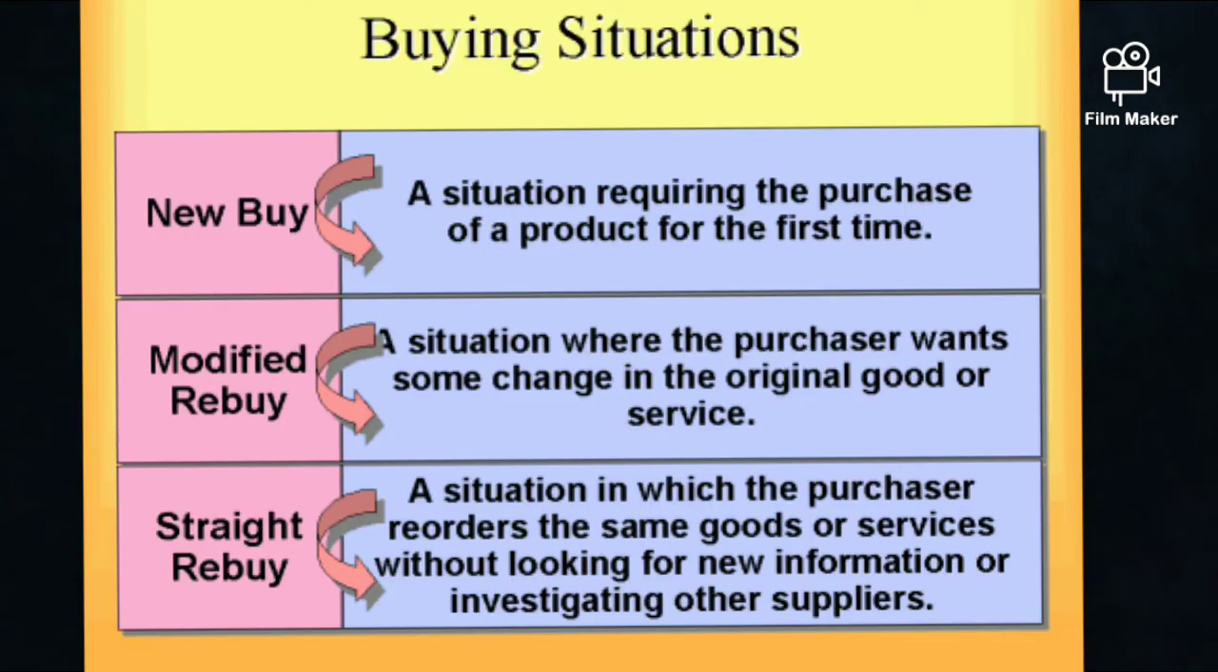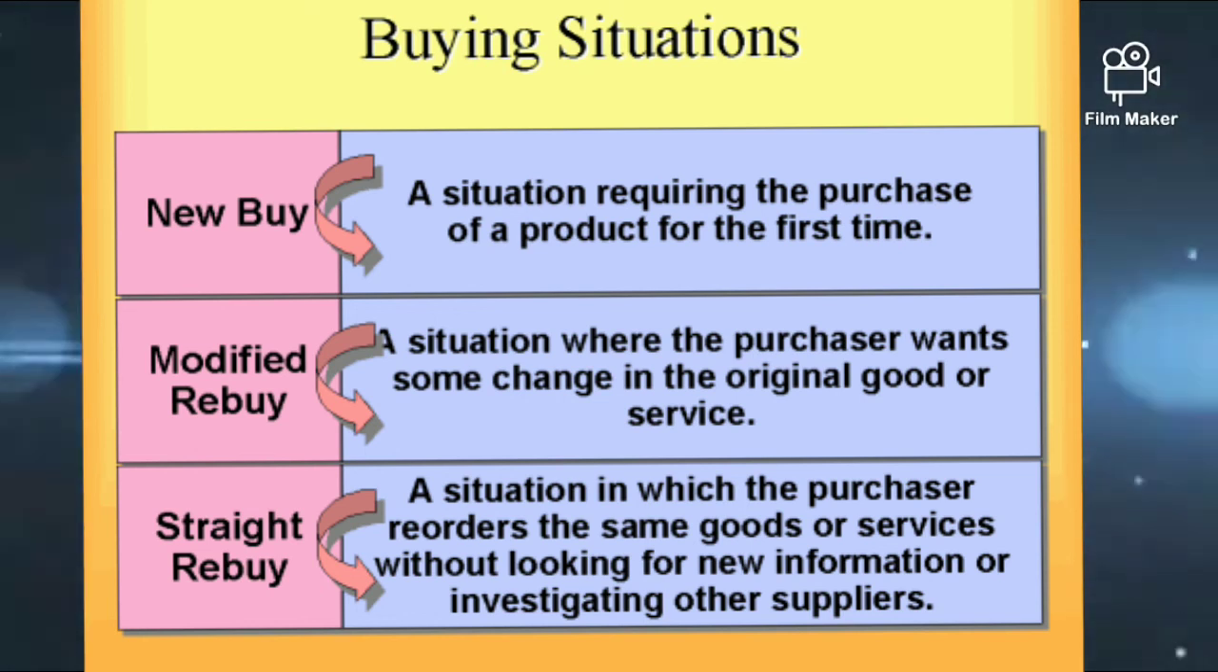The first one is new buy. We can also call it a new purchase or a new task. It is a situation where the company is buying the item for the first time. Like in the previous example, I have given an example of sandwiches, right? So now we are buying the sandwiches for the first time. That is called a new buy.